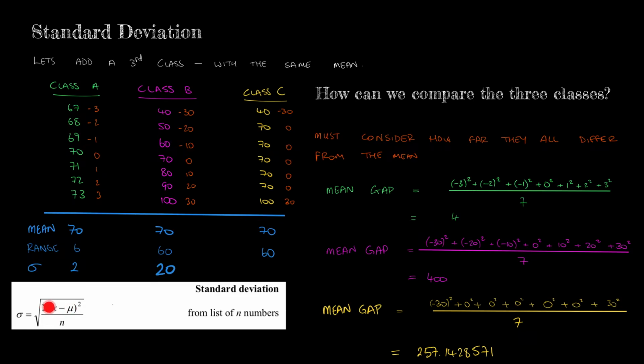I've done everything there. I've added them all together and I divided by the total number of inputs. The only thing I didn't do is get the square root. Because I squared them, I need to get the square root. So if I get the square root of 257.1428571, I get an answer of 16.0356. So that's that done, right?